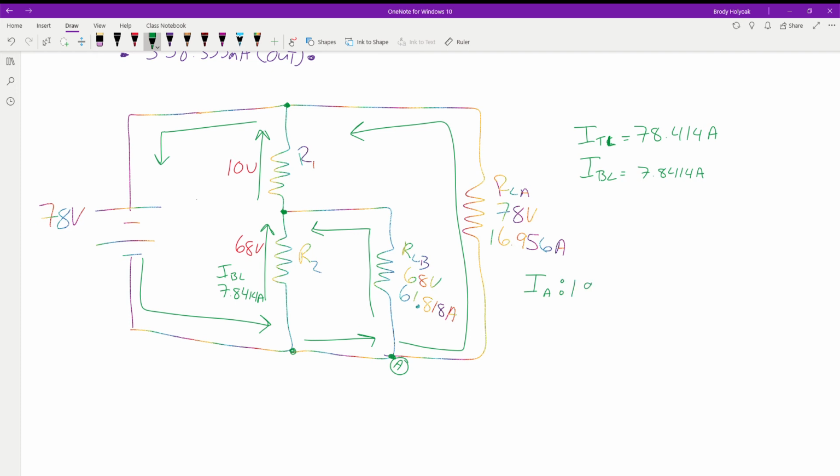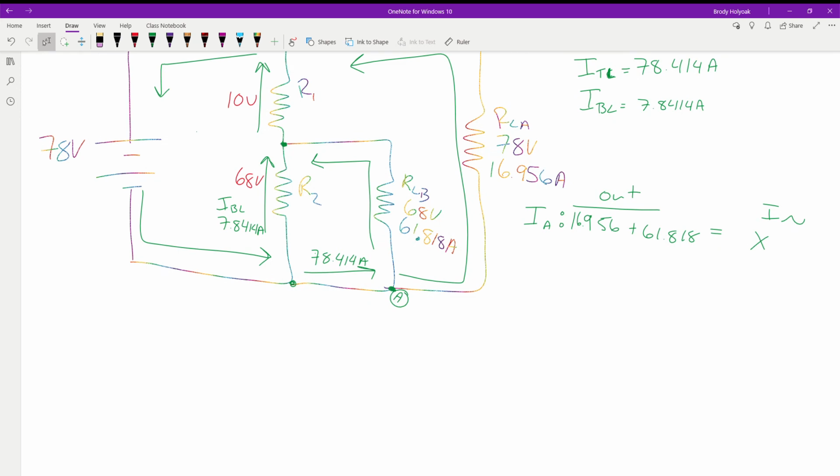We've got 16.956 out, 61.818 out, and that has to be equal to the current coming in, and in this case we're solving for an unknown variable. So this current is the 78.414 amps. Let's look at it in terms of just a straight math problem, okay?